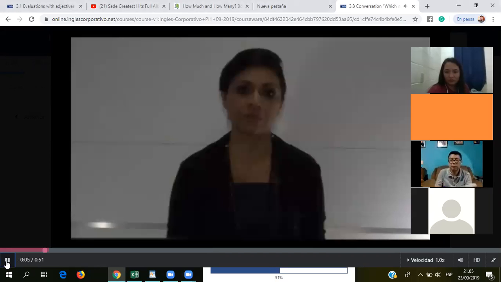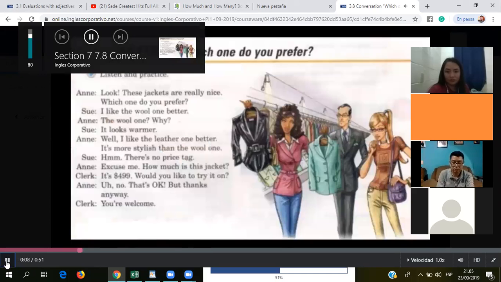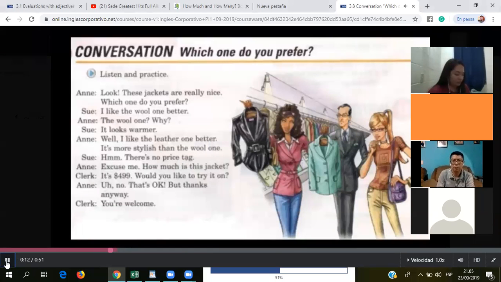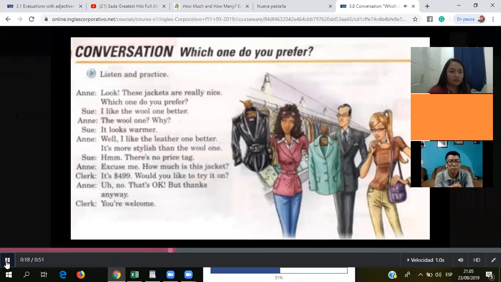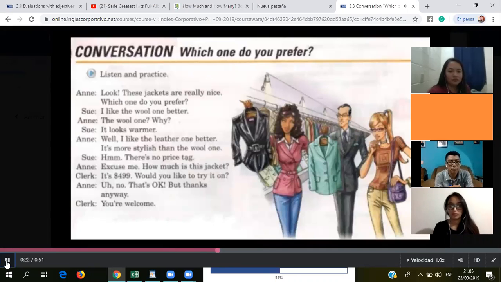Which one do you prefer? Look, these jackets are really nice. Which one do you prefer? I like the wool one better. The wool one? Why? It looks warmer. Well, I like the leather one better. It's more stylish than the wool one. There's no price tag. Excuse me, how much is this jacket? It's $499. Would you like to try it on? No. That's okay. But thanks anyway.